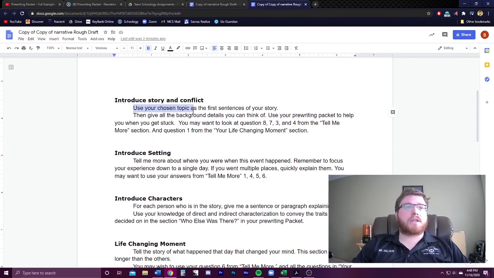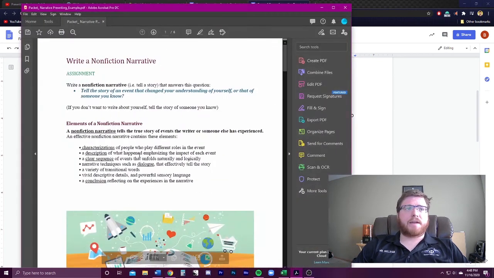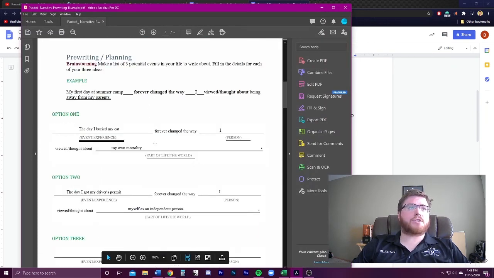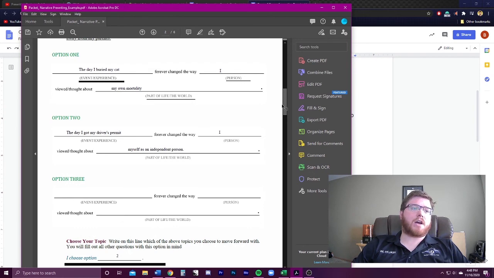It tells us these are just guides down here underneath. These are just guides for how we can do this. Use your chosen topic as the first sentence of your story. What's your topic? What's your chosen topic? It's this right here on page 2. The brainstorming that we did together in class is your chosen topic.